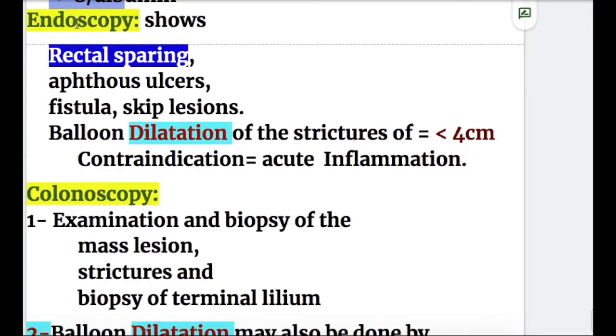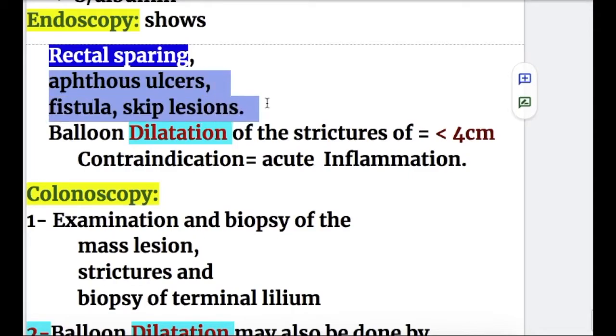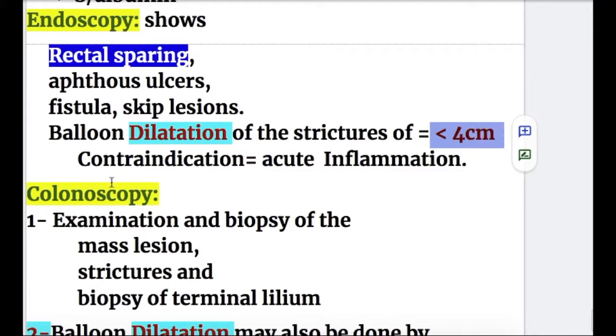So what are the features of endoscopy? Endoscopy in Crohn's disease shows, number 1, rectal sparing, because the rectum is often spared in Crohn's disease as opposed to ulcerative colitis. Number 2, endoscopy shows aphthous ulcers, fistulas, and skip lesions. And what is the therapeutic use of endoscopy? Balloon dilatation of a stricture of less than 4 cm can be done with endoscopy, but the contraindication is acute inflammation. Balloon dilation in acute inflammation may cause perforation.